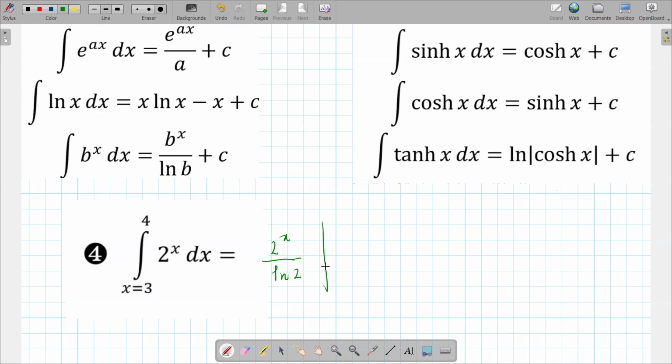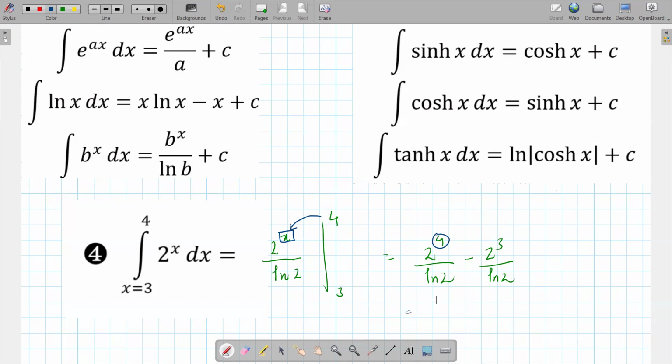Pretty simple. You have a 4 here, you have a 3 here. So this will be 2 power 4 over ln of 2 minus 2 power 3 over ln of 2. Remember, ln of 2 is a constant. That's not the thing that's going to change. This x is what changes. Upper bound minus lower bound, right?